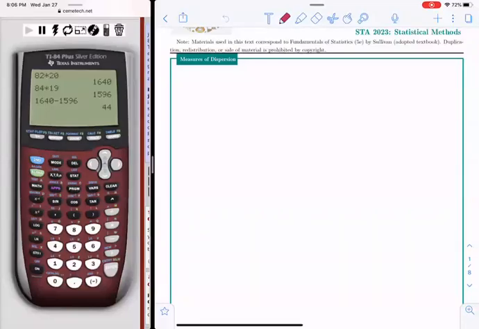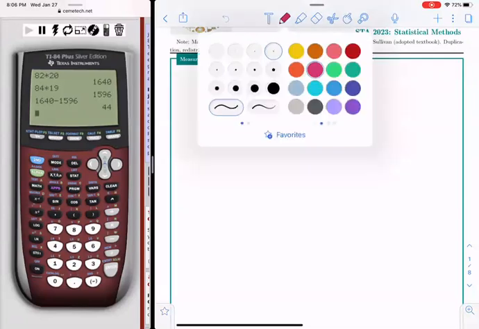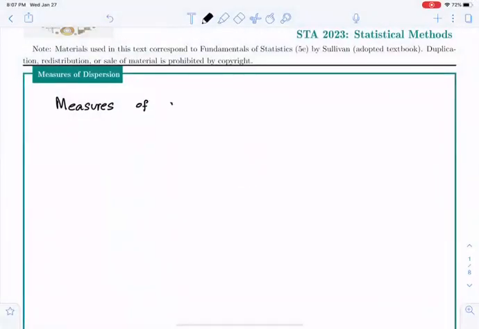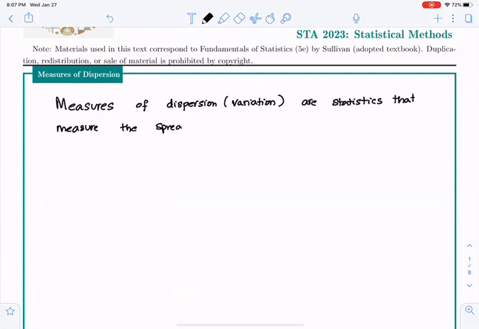Okay, measures of dispersion. Measures of dispersion are also known as variation, are statistics that measure the spread of data on the real number line. What do I mean by that?